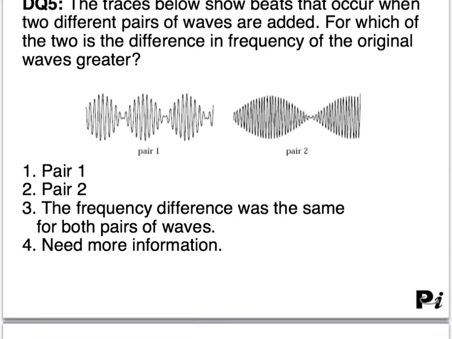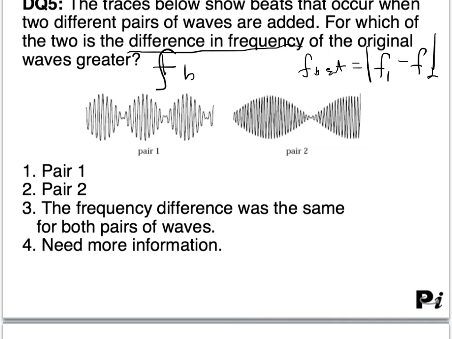All right, let's look at this question, though. These are two beat frequencies. Let's read the question. The two traces below show beats that occur when two different pairs of waves are added. For which of the two is the difference in frequency of the original waves greater? Well, remember, the beat frequency is the difference in the two frequencies, F1 minus F2 absolute value. So this is really asking which one is the beat frequency greater, because beat is the difference in frequencies. So you might want to memorize that real fast. Difference in frequency is the beat frequency, because if you play them at the same time, you'll hear their difference as beats.